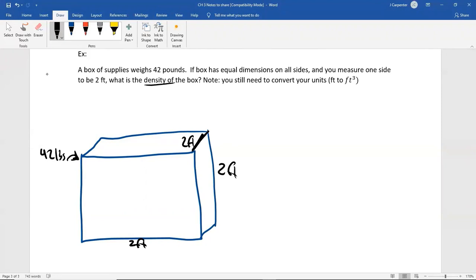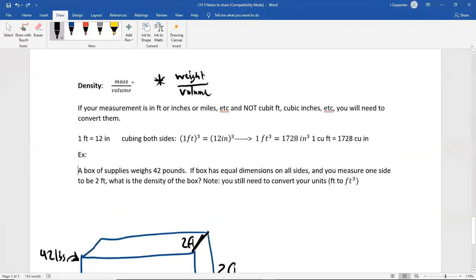And I say, note, you still need to convert your units, but it's not going to feel like a conversion problem. It's just going to feel like finding a volume, because the density is the ratio of mass to volume or weight to volume. We're going to use weight. Again, this is not technically true, but good enough for a QR sake. So again, I said you have to convert your units, but that's just because we got to find the volume based on the fact that it's a 2 by 2 by 2 box. So the first thing we're going to do is find the volume, which is 2 feet times 2 feet times 2 feet.